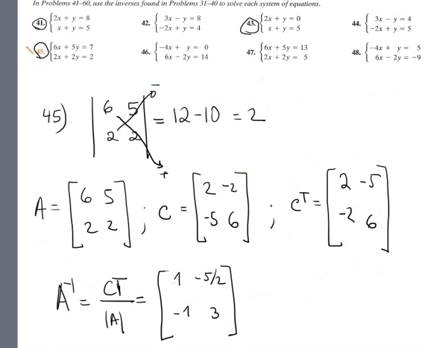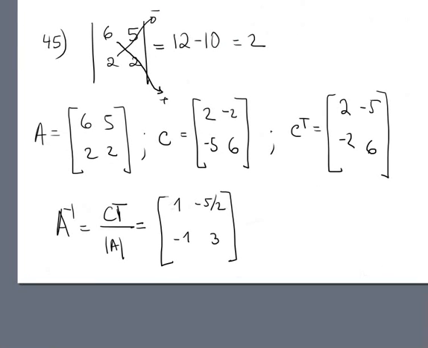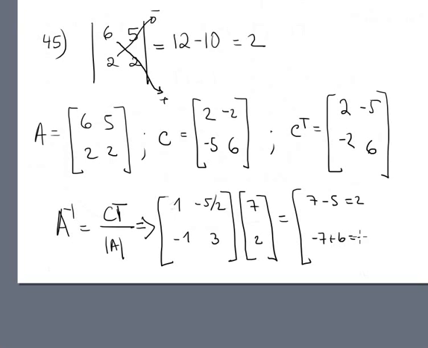Okay, so say I want to find a solution for the system. Now you multiply the inverse matrix times the vector that we have at the right hand side, which is 7 and 2. So it's 7 minus 5, this is -7 plus 6 is -1. The solution is 2 and -1, which is the ordered pair 2, -1.